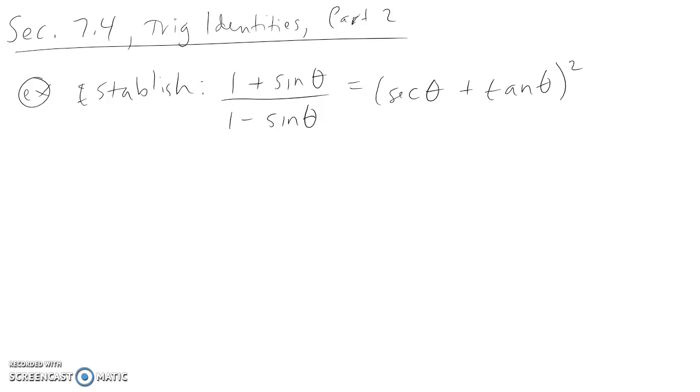Okay, I've got two more examples to do for you. We're going to establish the identity (1 plus sine theta) over (1 minus sine theta) equals (secant theta plus tangent theta) all squared. Alright, let's start with the left-hand side.